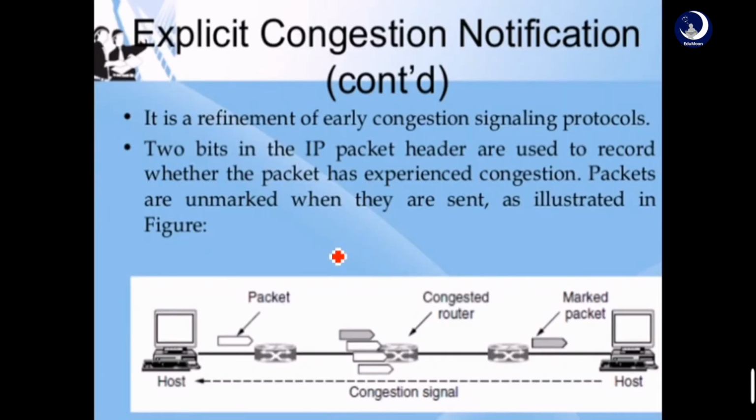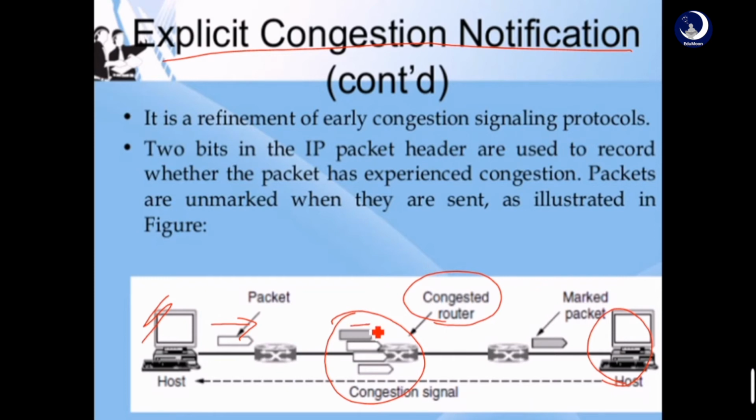Next is the explicit congestion notification. See in this example, a host sends a packet to the other host. In the midway, congestion occurs. Now what will the congested router do? It will take one of the packet header bits and set it, and after setting it, it will forward the packet to the destination. Then the destination identifies that the marked packet header bit is set, so the destination will send the congestion signal to the host.